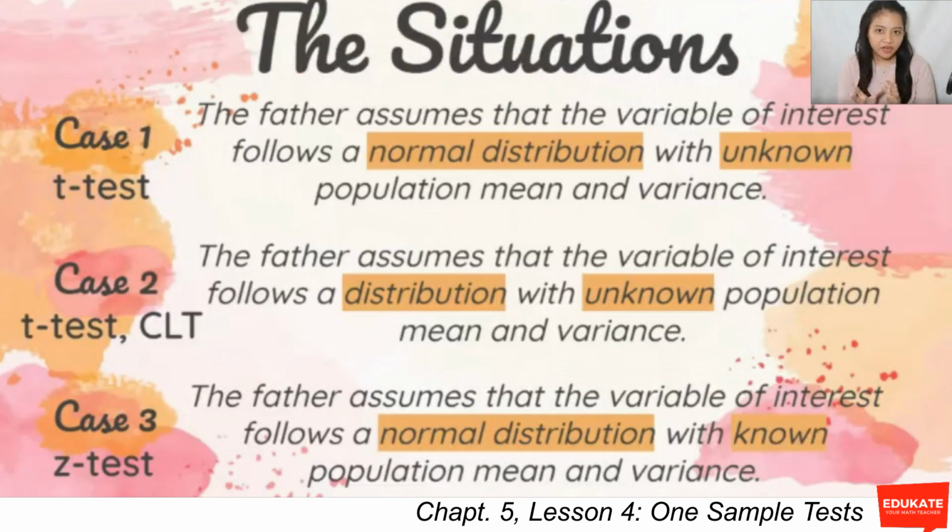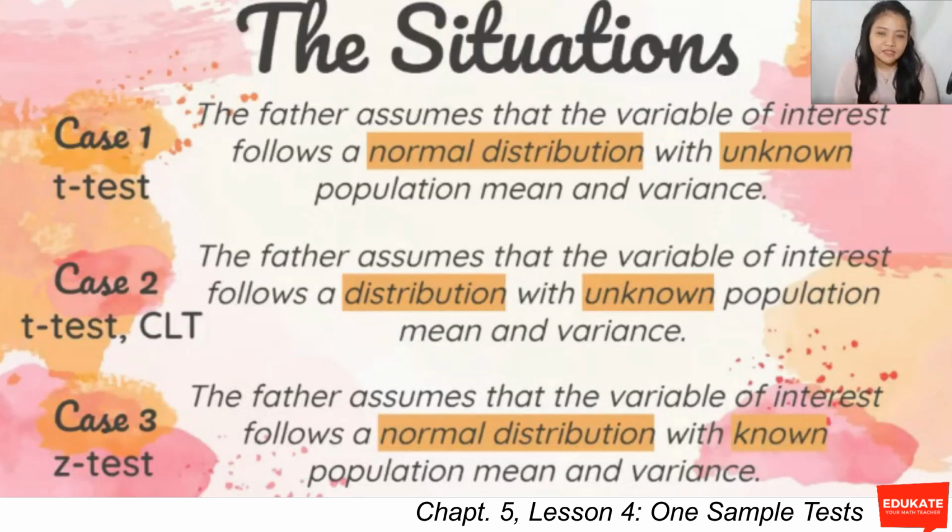Okay, so here are the cases from the situations. For case 1, the father assumes that the variable of interest follows a normal distribution with unknown population mean and variance. That falls under t-test. For case 2, that's the situation part 2, the father assumes that the variable of interest follows a distribution, not necessarily normal, with unknown population mean and variance. And then we have your last case, case 3 for z-test. The father assumes that the variable of interest follows a normal distribution with known population mean and variance.